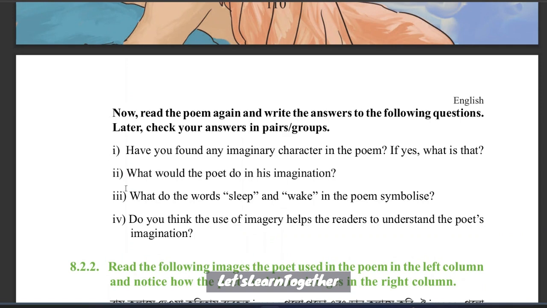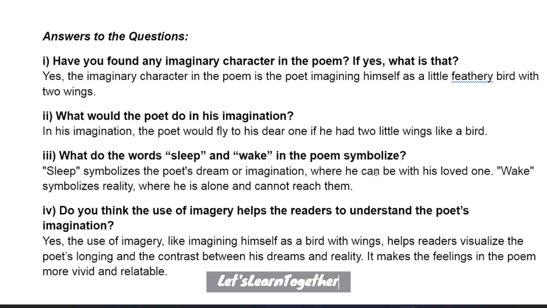Right. So now we can see the answers to these questions. All right, you can have a look at this, that the answers to all these four questions have been given. Have you found any imaginary character in the poem? If yes, what is that? Yes, the imaginary character in the poem is the poet imagining himself as a little feathery bird with two wings. What would the poet do in his imagination? In his imagination, the poet would fly to his dear one if he had two little wings like a bird.